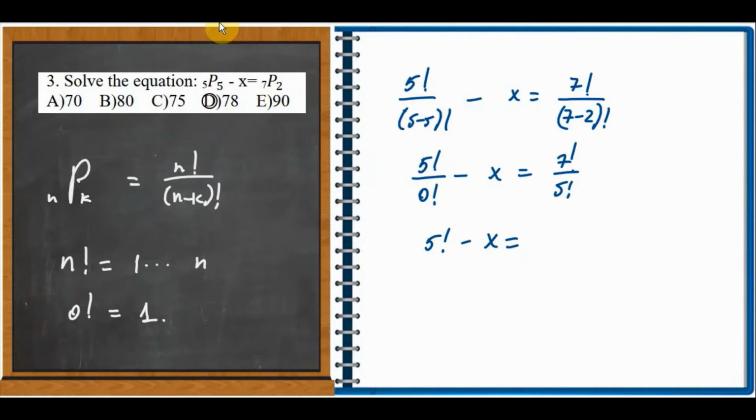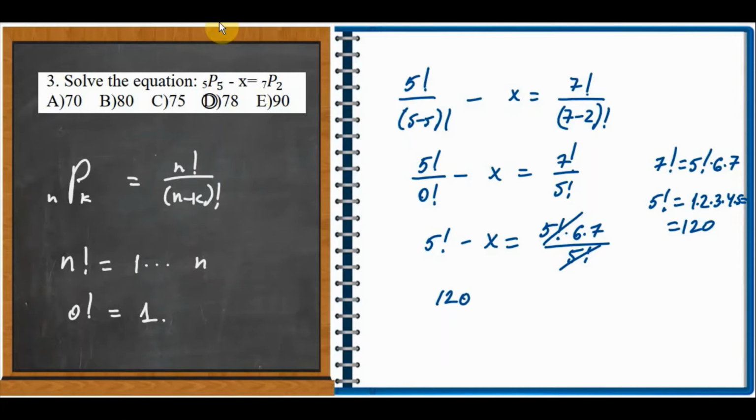Now, 7 factorial. 7 factorial can be shown as 5 factorial multiplied by 6 multiplied by 7. They are the same thing. So it will be 5 factorial times 6 times 7 over 5 factorial. Now we will cancel them. 5 factorial is itself 1 times 2 times 3 times 4 times 5, which is 120. Now let's write 120 minus x is equal to 6 times 7, which is 42. X is going to be 120 minus 42. So it's equal to 78. The correct answer is 78.